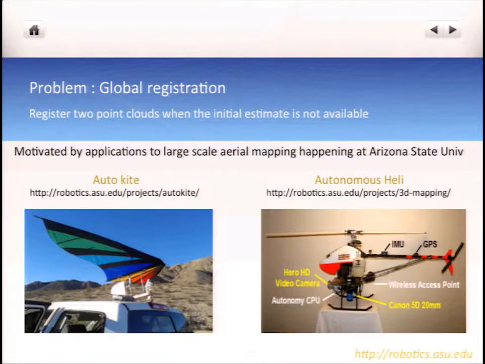This problem is motivated by applications to large-scale aerial mapping, which is happening at Arizona State University. Typically, we collect data using various aerial platforms like the autonomous helicopter and the AutoKite, and we build 3D models of the terrain below. We're interested in creating data products by merging maps created using these various aerial platforms. And typically, we don't have an initial estimate to register these maps, hence our interest in global registration.